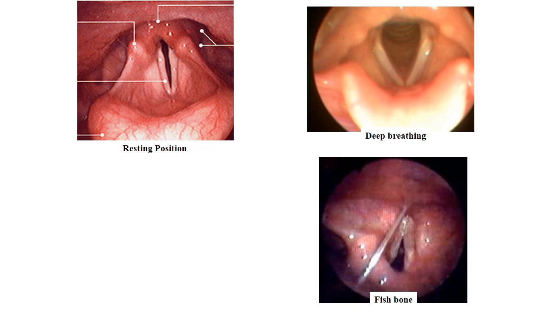Here are some real laryngoscopic views of the larynx. There's a resting position right there. That's deep breathing right there. In fact, you can see the trachea down there practically. These things are so heavily abducted. That's a fishbone right there. Ouch.